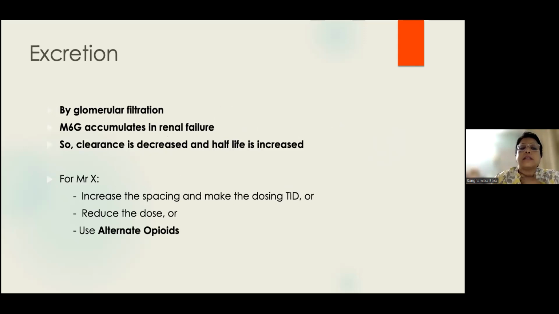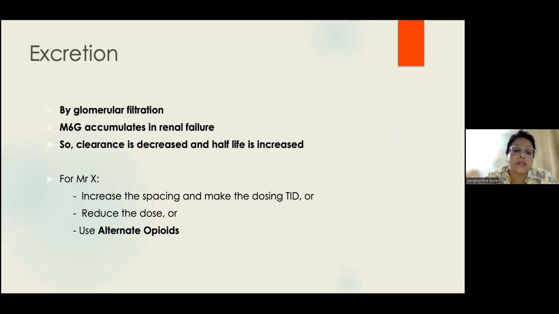Okay. So let us understand how morphine is excreted. It is excreted definitely by the kidneys, by glomerular filtration. Interestingly, morphine 6 glucuronide accumulates in renal failure. This person might have some underlying renal disease, or has developed a kind of renal failure scenario due to some problem. So the clearance of M6G is decreased and the half-life is increased.